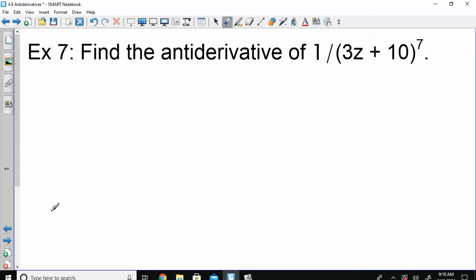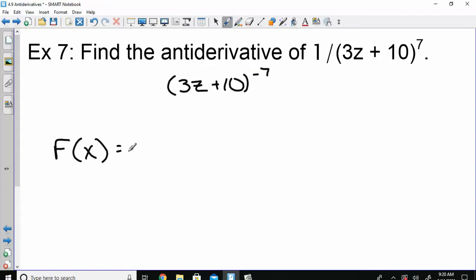The next one. 1 over 3z plus 10 to the 7th. How might we rewrite that? So the antiderivative, inside stays the same. Add 1 to your power, -6, so I need a -1/6 in front.